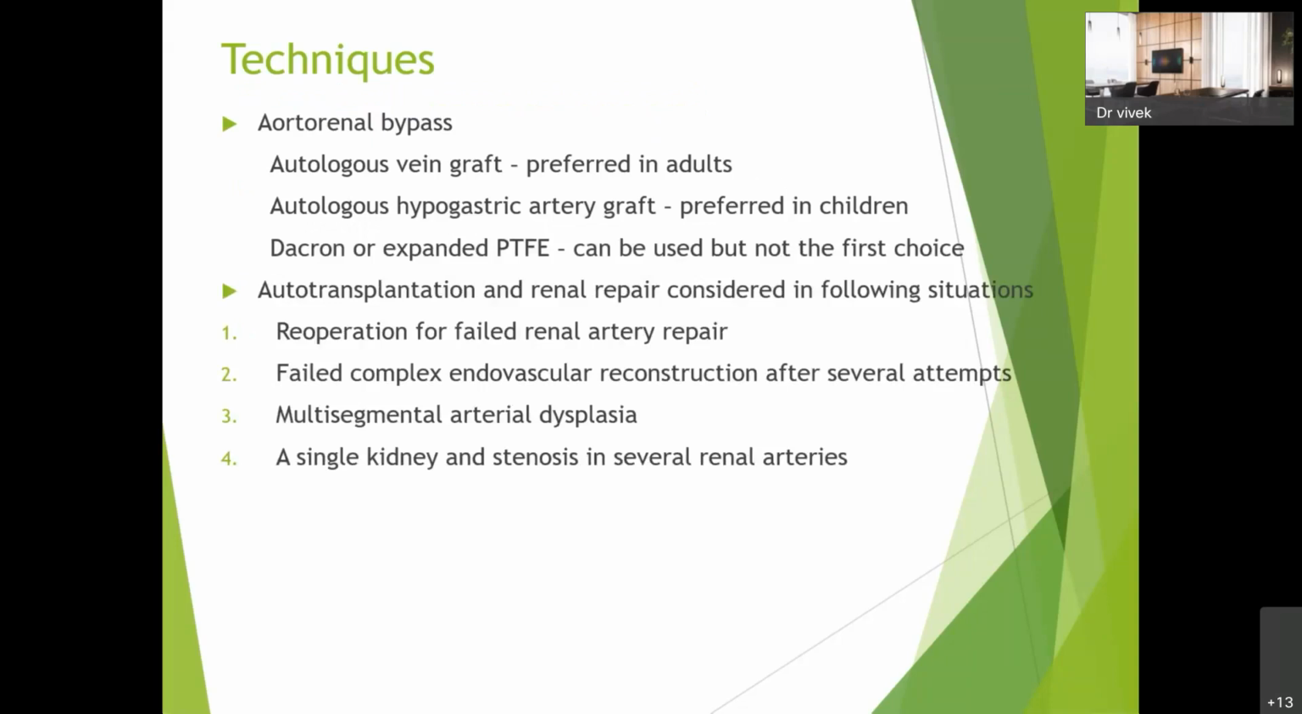Aortorenal bypass is done with autologous vein graft, and it is preferred in adults. In children, the preferred treatment is autologous hypogastric artery graft. And Dacron or expanded PTFE can be used, but it is not usually the first choice.